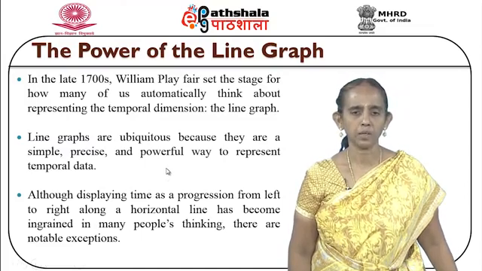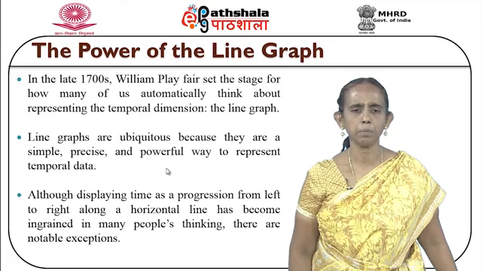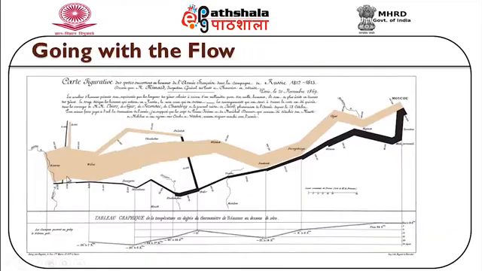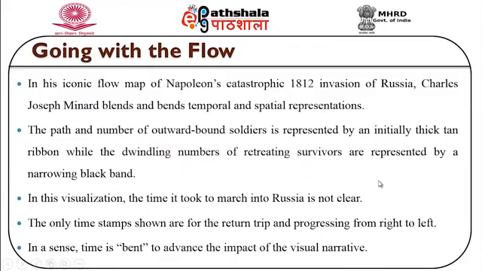Although displaying time as a progression from left to right along a horizontal line has become ingrained in many people's thinking, there are notable exceptions. If we look at the flow of time diagram, here we can see how time goes from the left hand side to the right hand side within some time period. Here we can see the variations in the time period with respect to the data that has been captured.